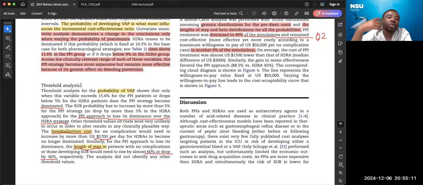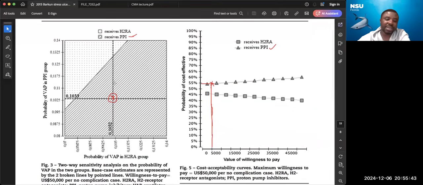So you can't just look at the threshold and say they did one-way or two-way. You have to know what they did. Remember that in one-way, we vary just one variable and we maintain all the other variables. But in two-way sensitivity analysis, we vary two variables at the same time, and we keep the rest. So in this case, they did two-way sensitivity analysis, and I'll show you what they did. So what graph is this?